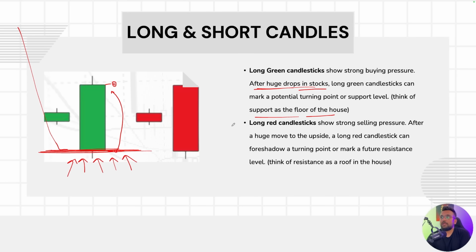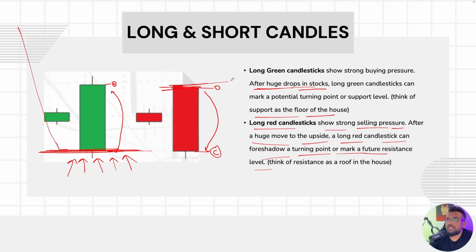Now, a long red candlestick shows strong selling pressure. Why? Because it opened here and closed way down below. This is where it closed. That's why it's a bearish candle, because bears strike down, right? After a huge move to the upside, long red candlesticks can foreshadow a turning point or mark a future resistance level. Think of resistance as the roof of the house. If I throw the phone high up, it's going to hit the ceiling and come down, right? That's what resistance means, the ceiling of your room, all right?